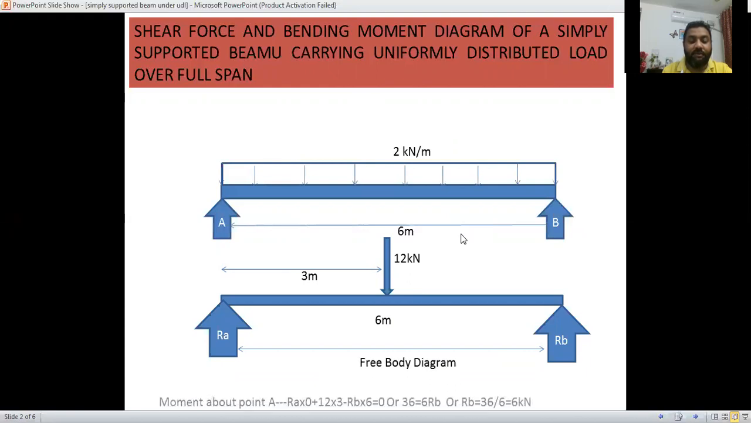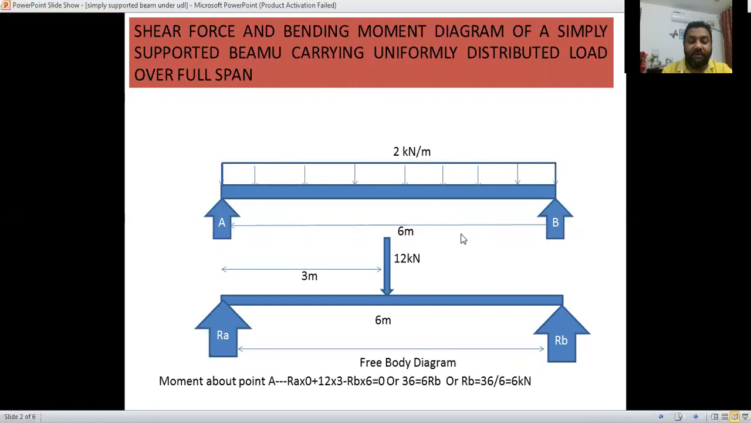The equations are sigma Fx equal to 0, sigma Fy equal to 0, and sigma Ma equal to 0. So I have taken moments about point A. Moment about point A: RA multiplied by 0, because there is no perpendicular distance. Then 12 multiplied by 3, because the 12 kilonewton will produce a clockwise moment. So 12 multiplied by 3 minus RB, because RB will produce an anti-clockwise moment, so RB multiplied by 6. I am getting 36 equal to 6 RB, so RB is equal to 6 kilonewton. Hence RA is also 6 kilonewton. So I got the reactions at points A and B: 6 kilonewton, 6 kilonewton.